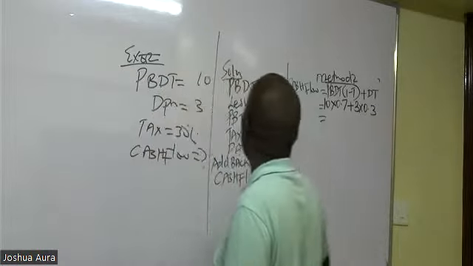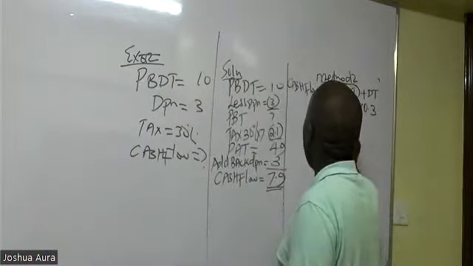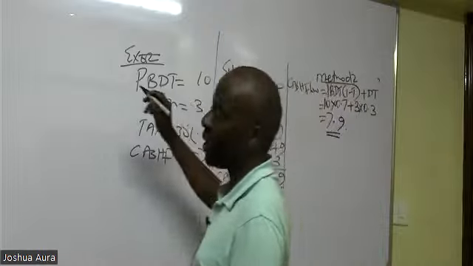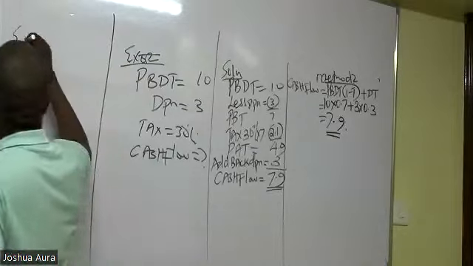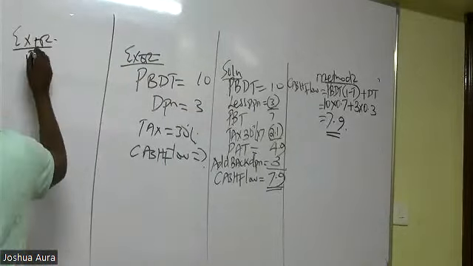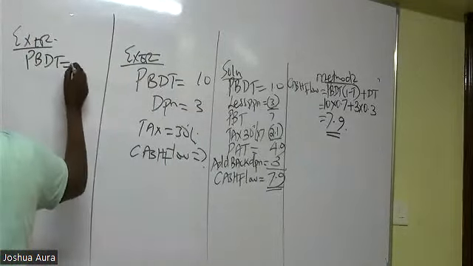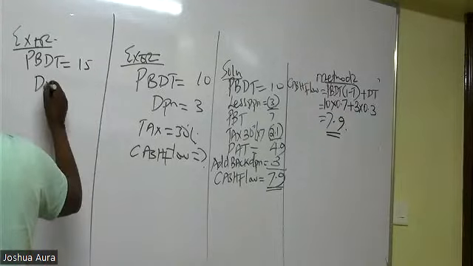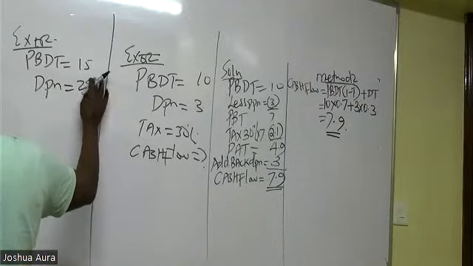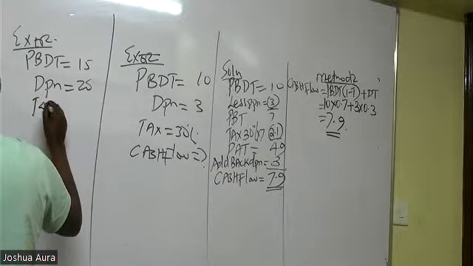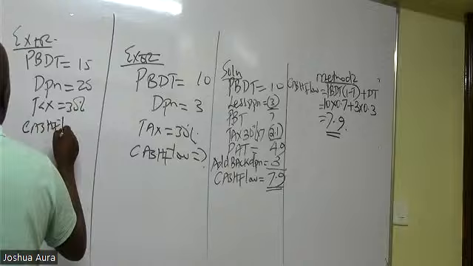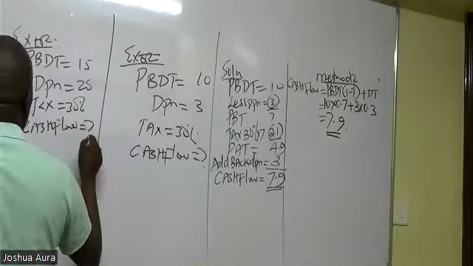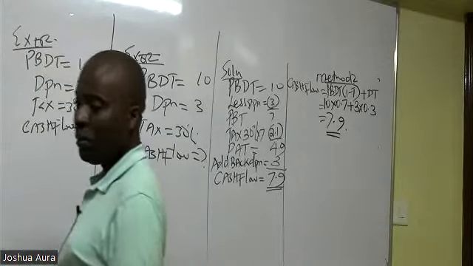Thank you so much. Now, ladies and gentlemen, I would want you to try this as second exercise. Very important exercise for me. What if the profit before depreciation and tax was 15, but depreciation was higher, 20? Tax is 30%. Could you kindly give me the cash flow here now?